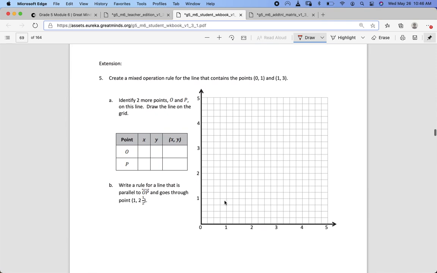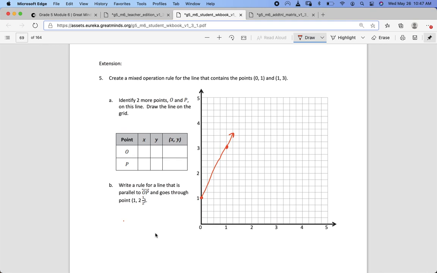Number 5, create a mixed operation rule for the line that contains the points 0, 1, and 1, 3. A mixed operation, that means addition and multiplication. Okay, so we could say 0 times 1 plus 1, x equals, no. Does that work? Let's draw the line first.